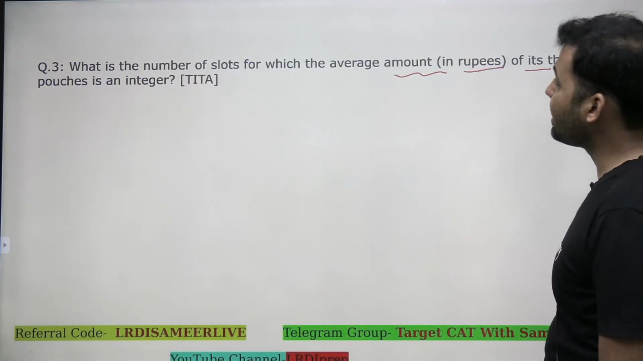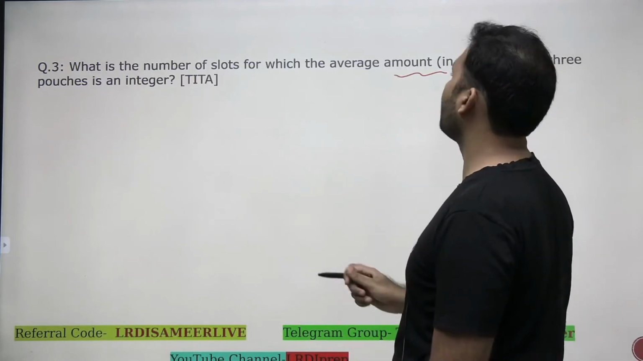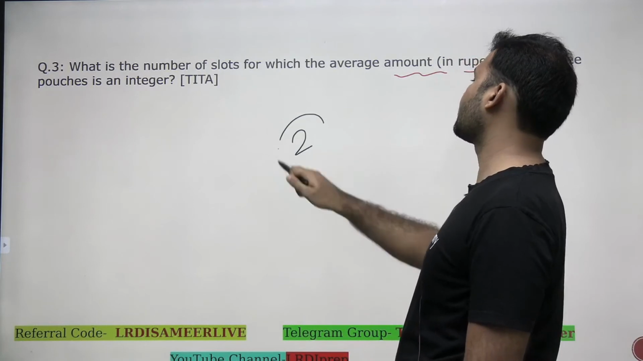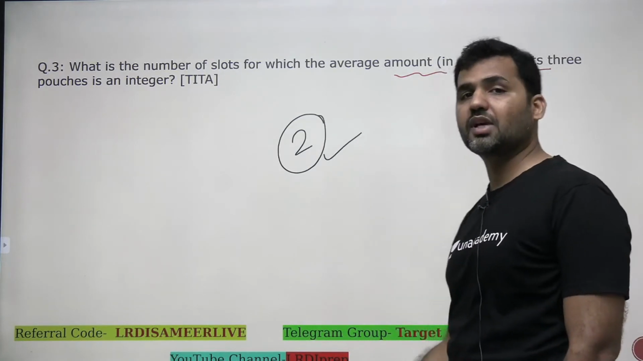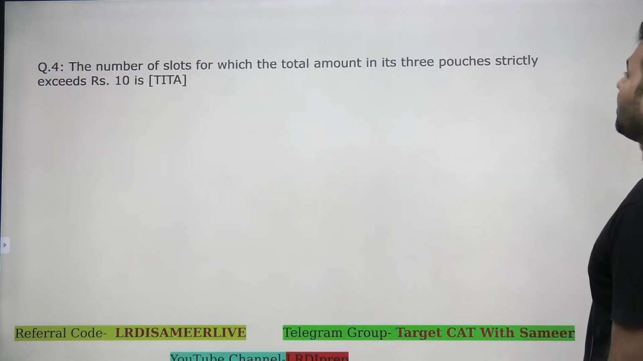So the question says, what is the number of slots for which the average amount of its 3 pouches is an integer? The number of slots is 2. Only 2 such cells, or you can say 2 such slots.